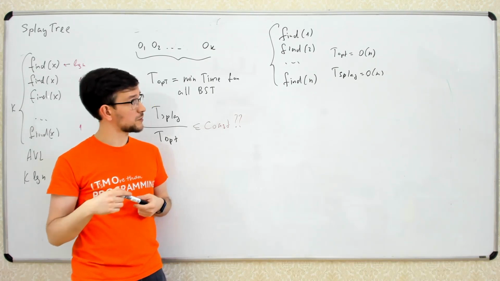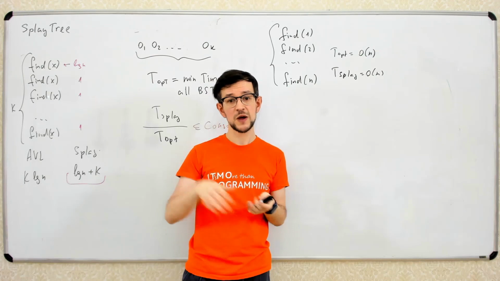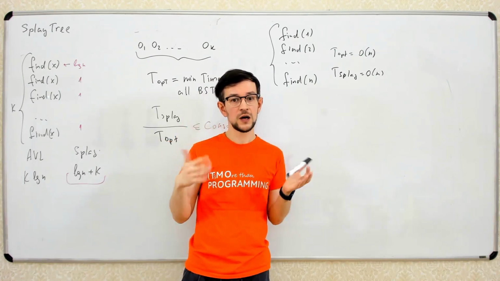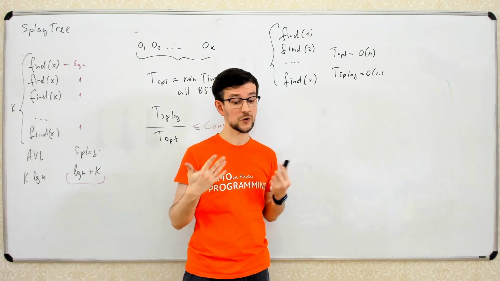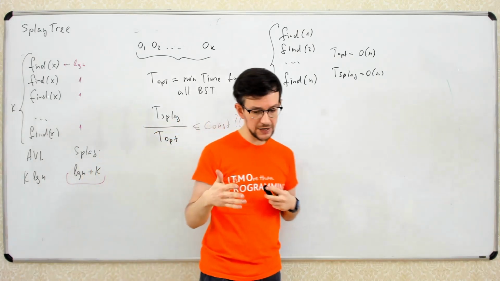And that's interesting because splay tree doesn't try to optimize this set of operations. It just makes all these splay operations try to rebalance itself somehow. And it turns out that it still works in linear time for this set of operations.